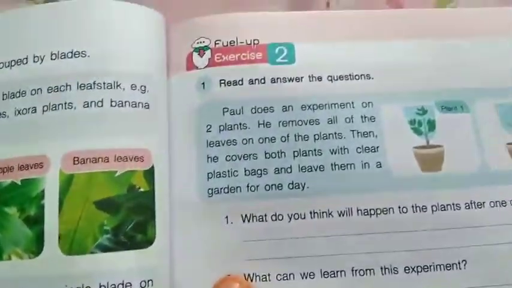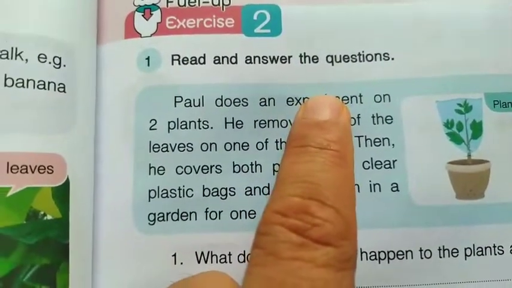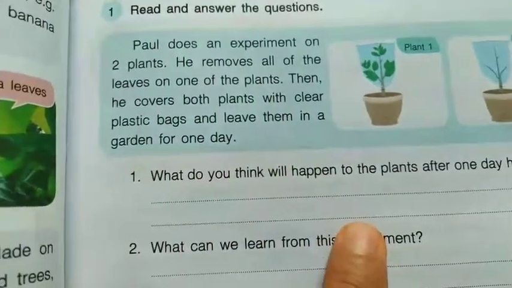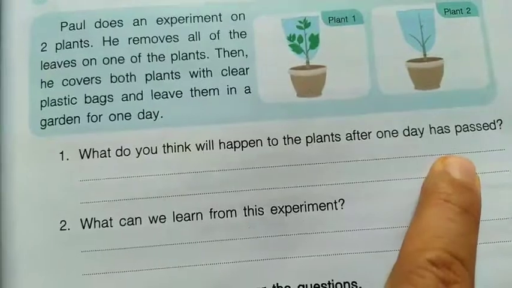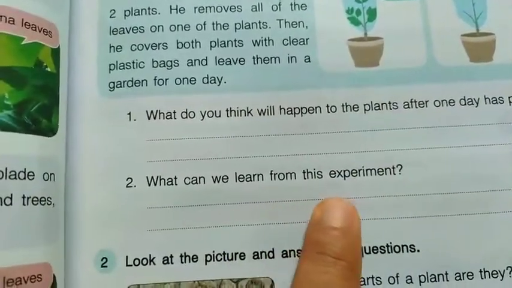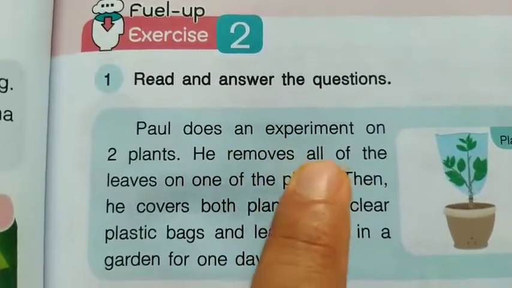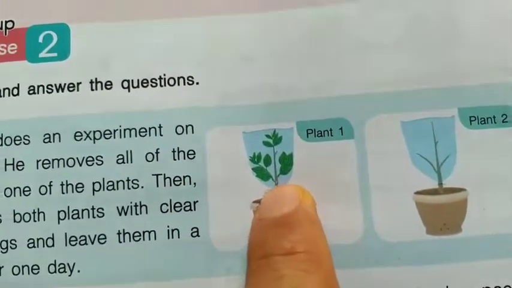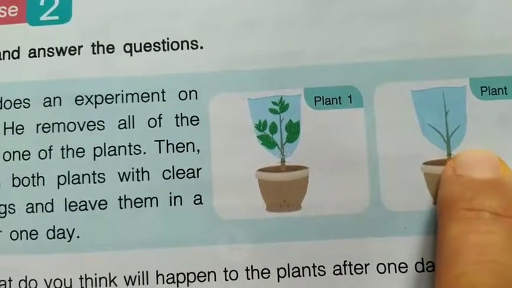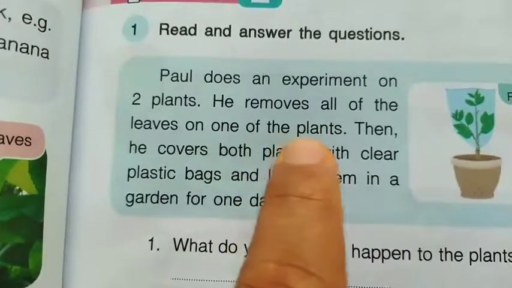They're living things. So I want you to answer this, page 81 here, exercise 2. Read and answer the questions. It's more of a reading comprehension, okay? Now, what do you think will happen to the plants after one day has passed? And what can we learn from this experiment? Read. Paul does an experiment on two plants, all right? Plant 1 with leaves, plant 2. The one we did last time is the same thing. He removes all of the leaves on one of the plants.